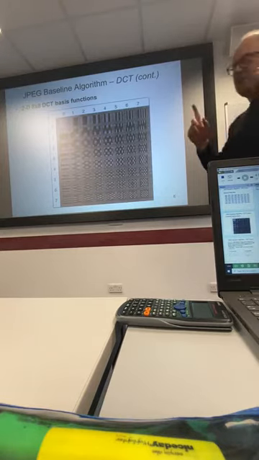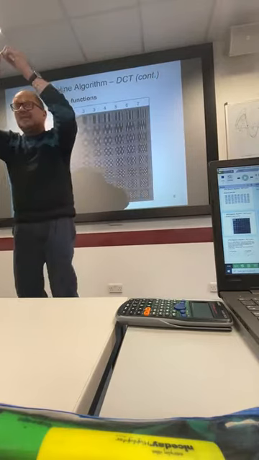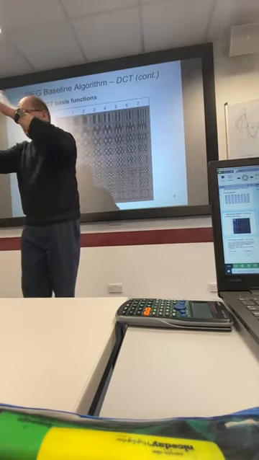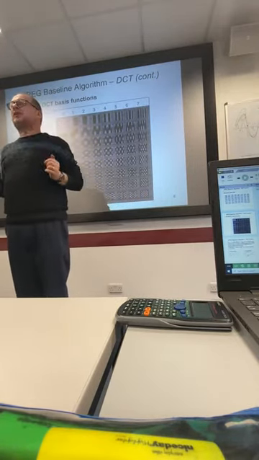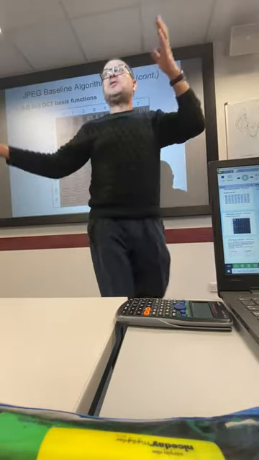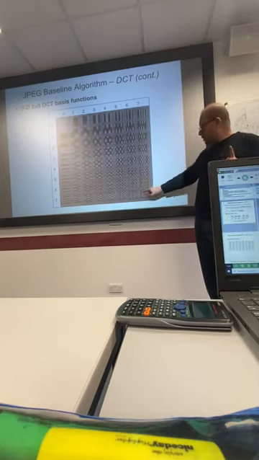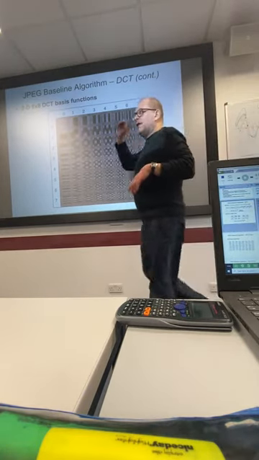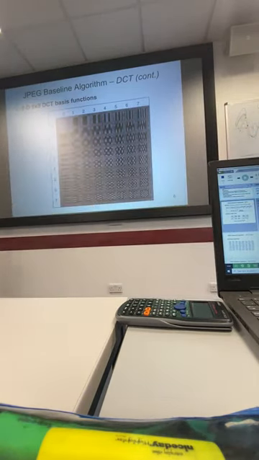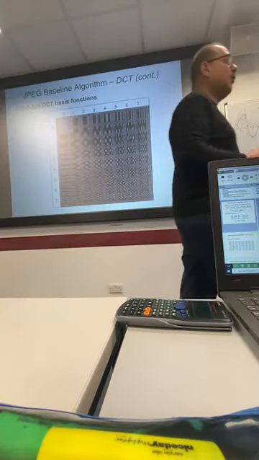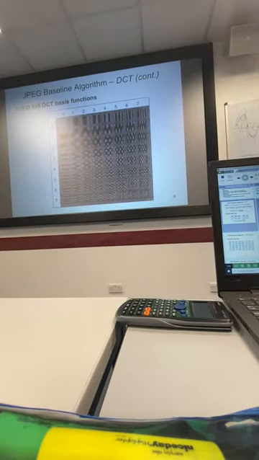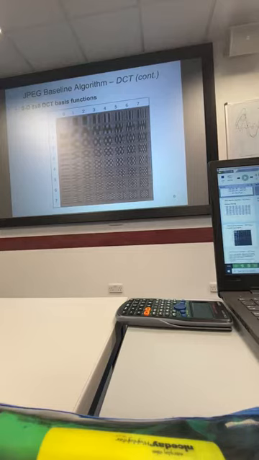So we start with a block 8 by 8. We had 64 pixels, so 64 values to code. Now we perform the transformation. We have 64 basis functions, and for each of these basis functions we'll have one coefficient. So we end up having 64 coefficients. We replaced 64 pixel values with 64 coefficients.